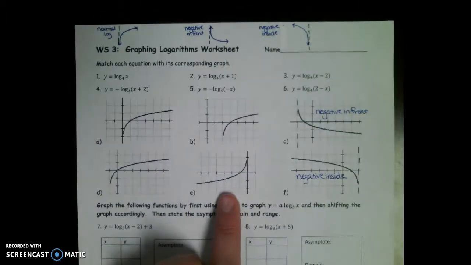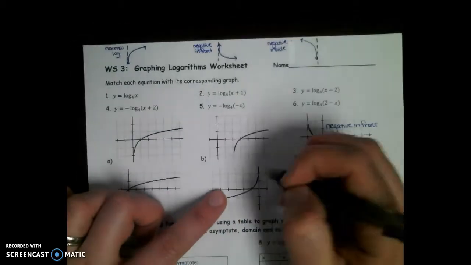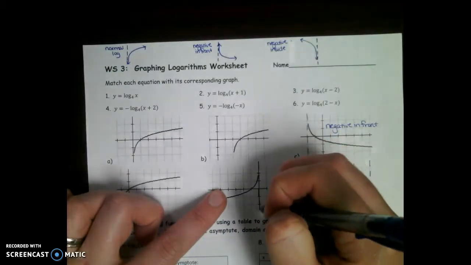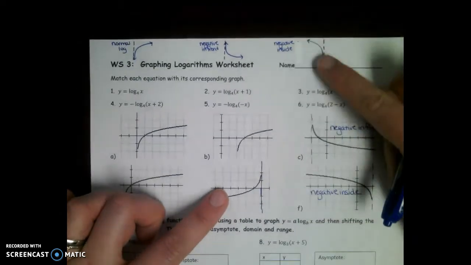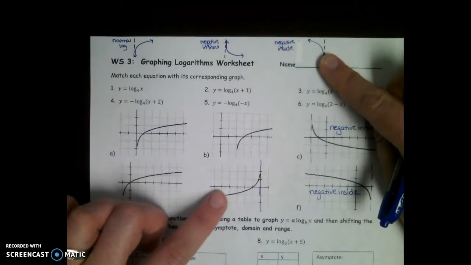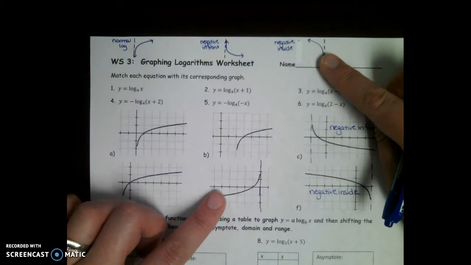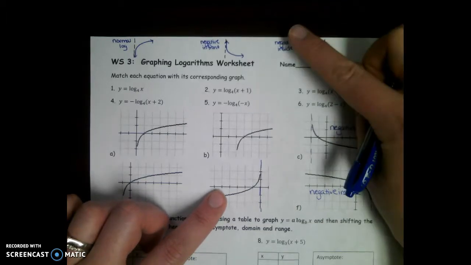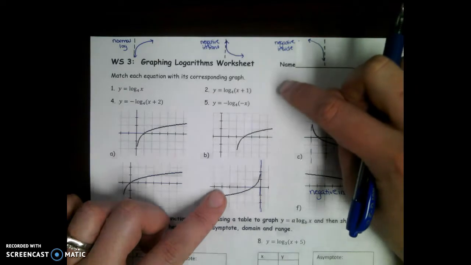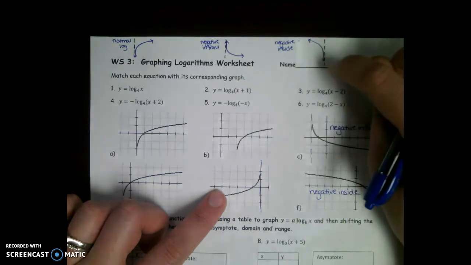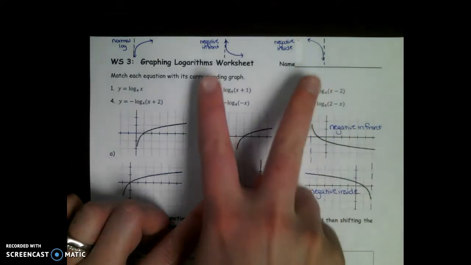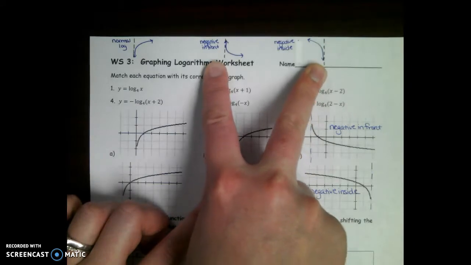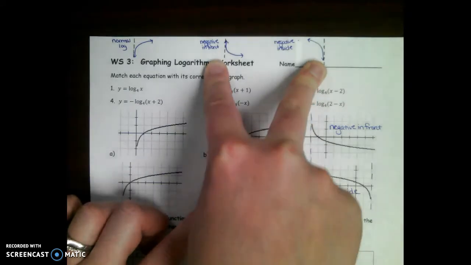Now look at E. Anyone have any guesses about E? The asymptote is here, so it kind of looks like this one because it's on the left side of the asymptote, but instead of going up and to the left, it's going down and to the left. Do you see how, yeah, it's got 2 negatives. Do you see how it's a combination of both of these?